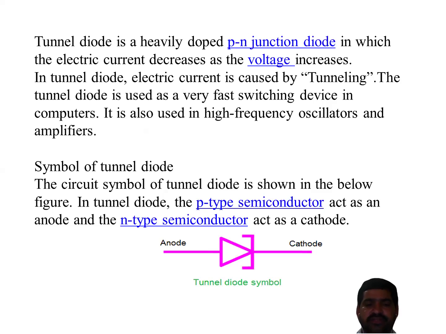The tunnel diode is used as a very fast switching device in computers. It is also used in high frequency oscillators and amplifiers. The symbol of tunnel diode: the circuit symbol of tunnel diode is shown in the below figure. In tunnel diode, the p-type semiconductor acts as anode and the n-type semiconductor acts as cathode.